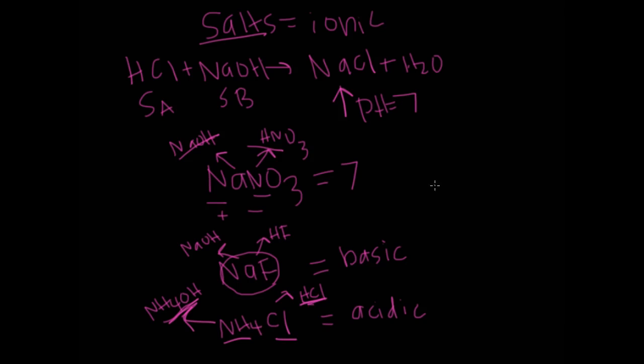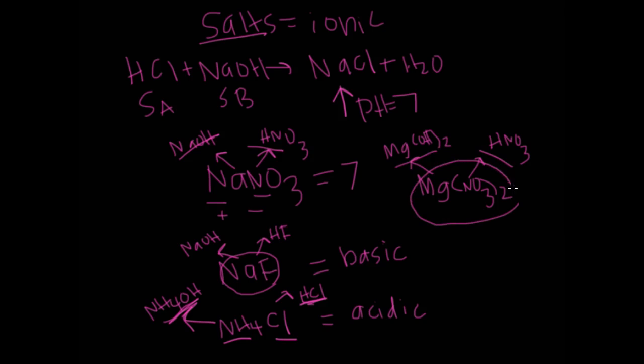Okay? Let me try one more. Magnesium nitrate. So magnesium, remember magnesium's +2, so you'd have to write the base like that, magnesium hydroxide. Nitrate is -1, so this would be HNO3, right? Weak base, strong acid. That was what this salt would be made from. This would be an acidic salt. Are you picking up what I'm laying down?